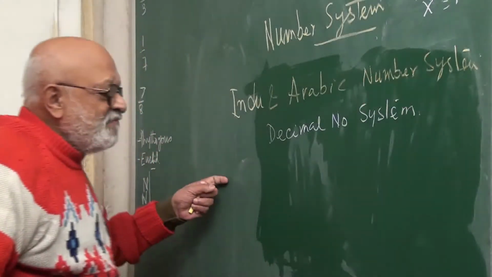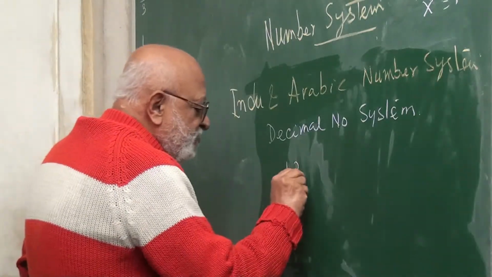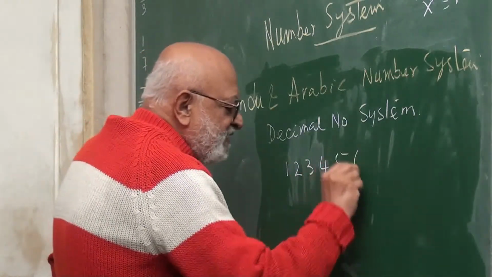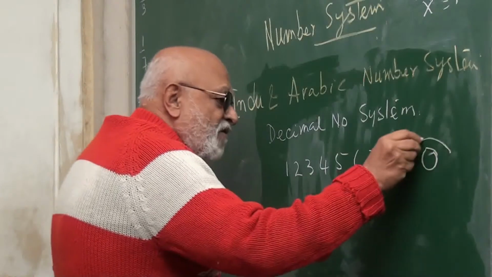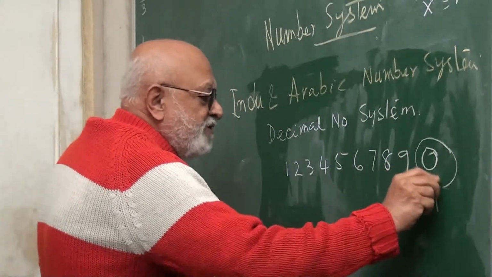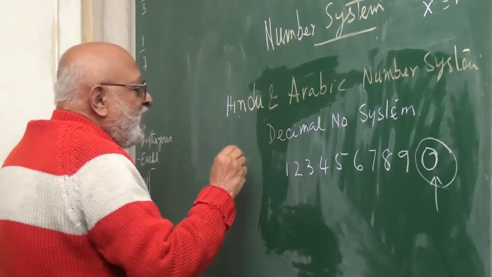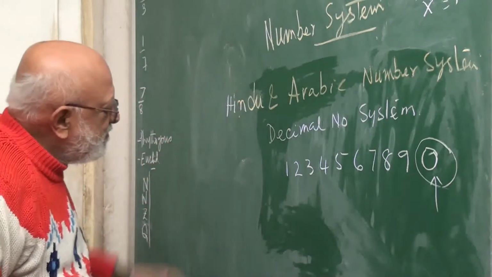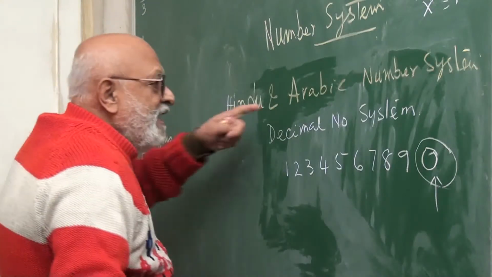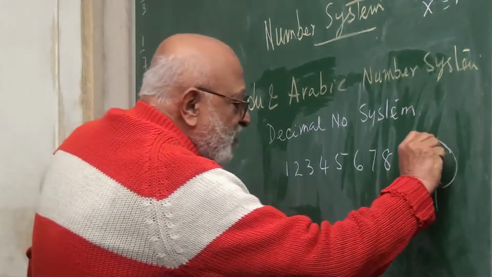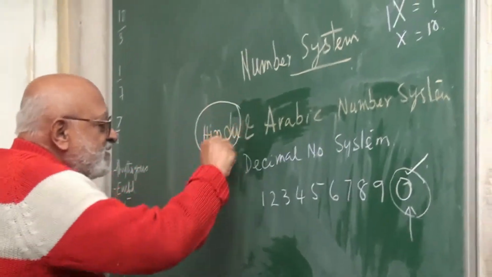And this decimal number system consists of 10 digits, which starts like this: 1, 2, 3, 4, 5, 6, 7, 8, 9, and 0. And this is our contribution, because we have been able to contribute, and that's why this is not Hindu, this is Hindu. I'm sorry, I erased that part of it. Hindu and Arabic number system, and this is our contribution to 0. So that's why this name Hindu is there, right?